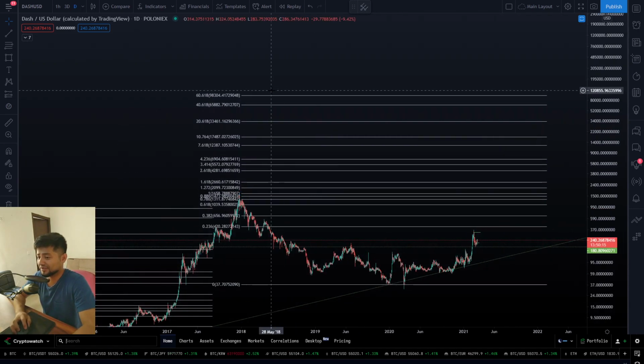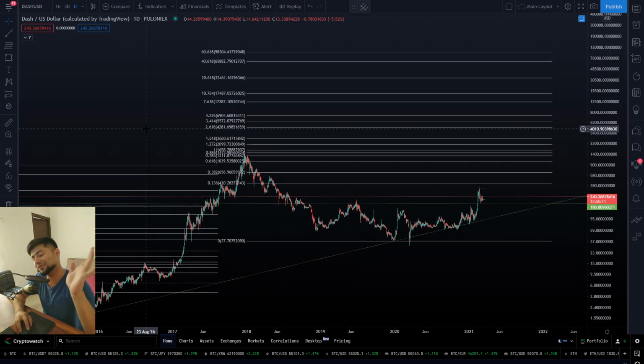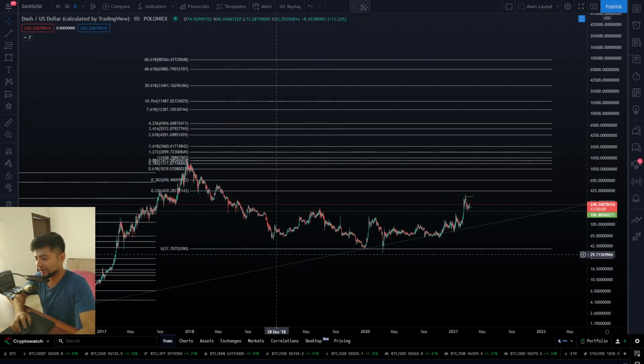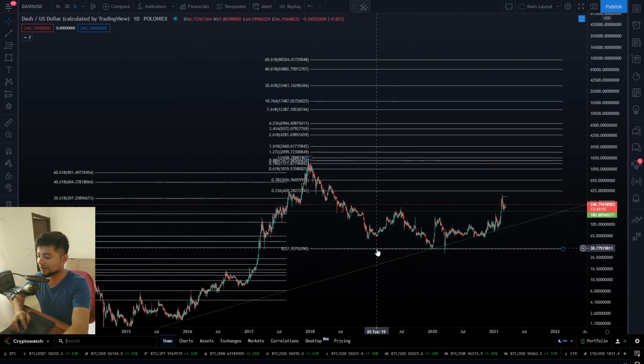So where is the 6.618 retracement? I don't think that is happening, but it is at 100k. It's just quite fun to talk about. That's why you got to take things step by step. 10.764, which is the most likely situation for the macro cycle top on Dash for this particular cycle, stands at 17 to 18k, which is aligning quite a bit with Ethereum, to be honest with you guys.